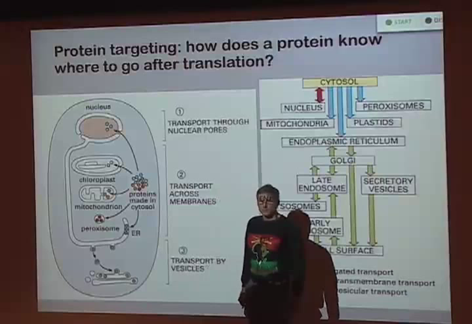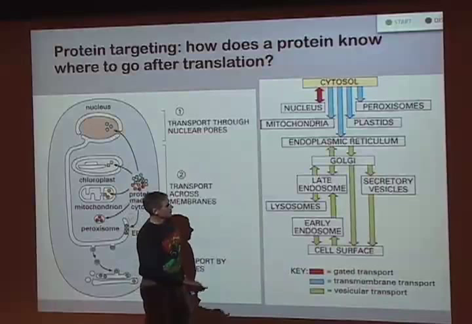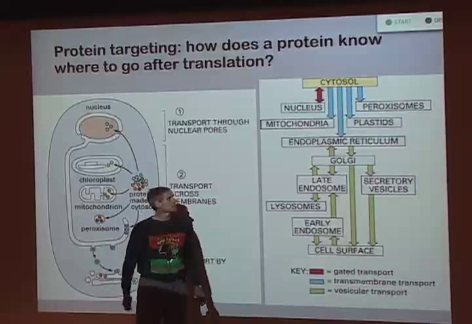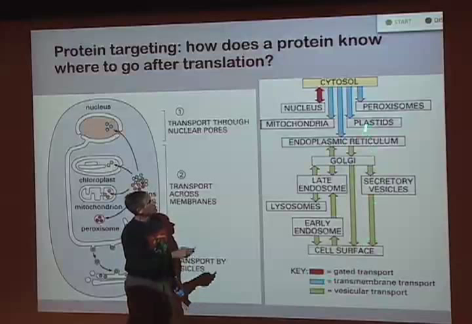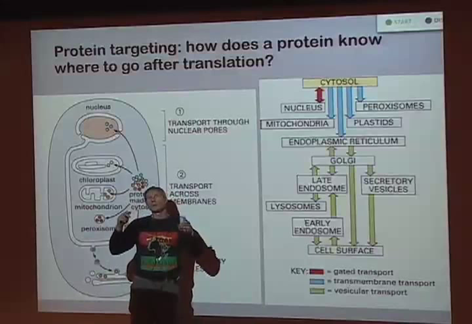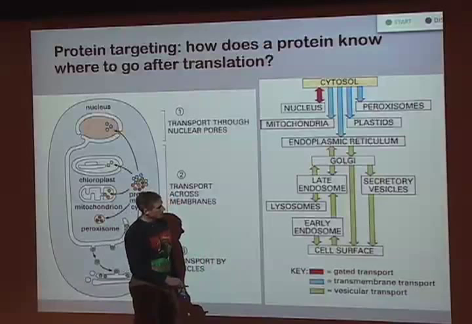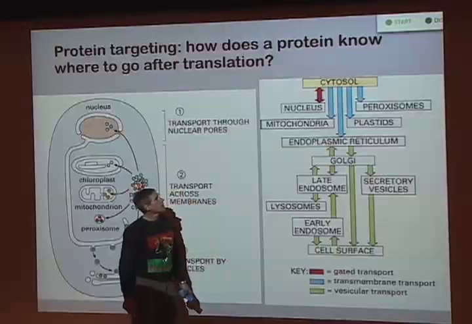This diagram on my left is useful for classifying types of transport. The red part, nuclear import, is different than all other types. It's similar to transmembrane transport, except it's not transmembrane. The nuclear pore is a big hole in which big things can go through. The blue bits are transmembrane transport. And proteins have to be unfolded to go through a membrane bilayer.